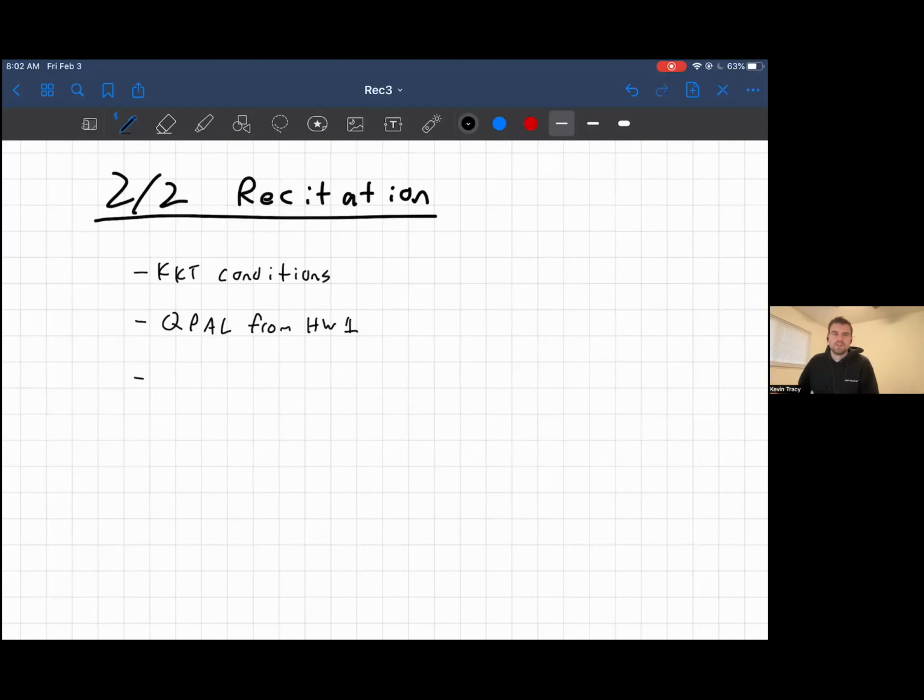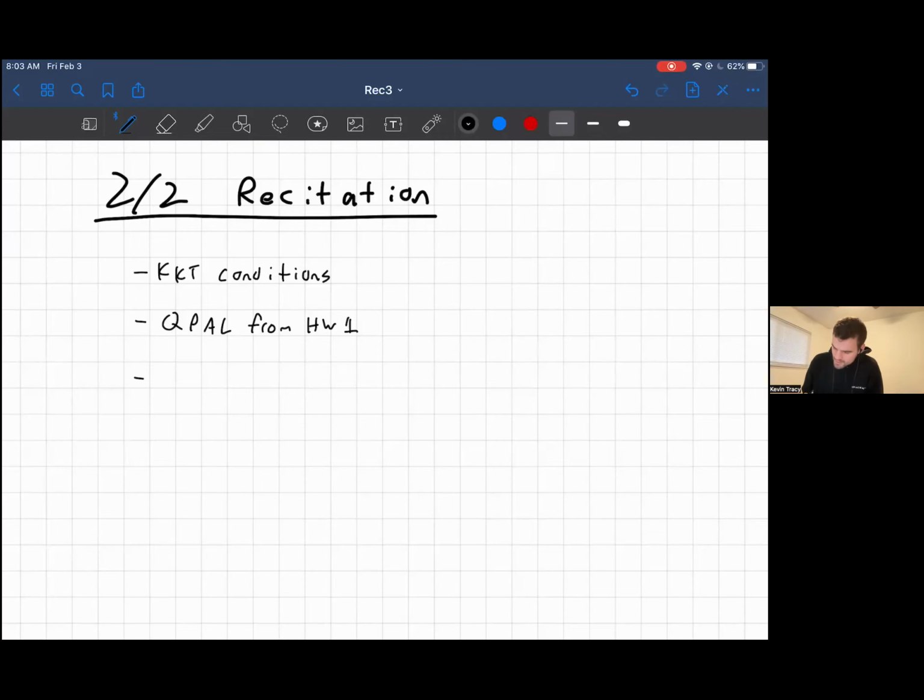All right, cool. So today we have our third recitation, and we're going to go over some basic stuff for KKT conditions for optimization problems. And then I'm going to go over in pretty solid detail the Augmented Lagrangian QP solver that you'll have to write for homework 1. And then we'll have plenty of time for questions at the end. So let's go ahead and get into it.